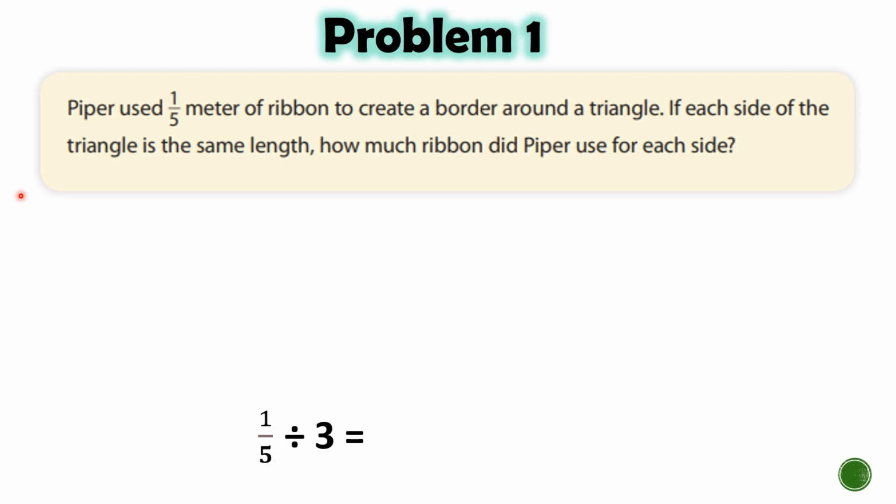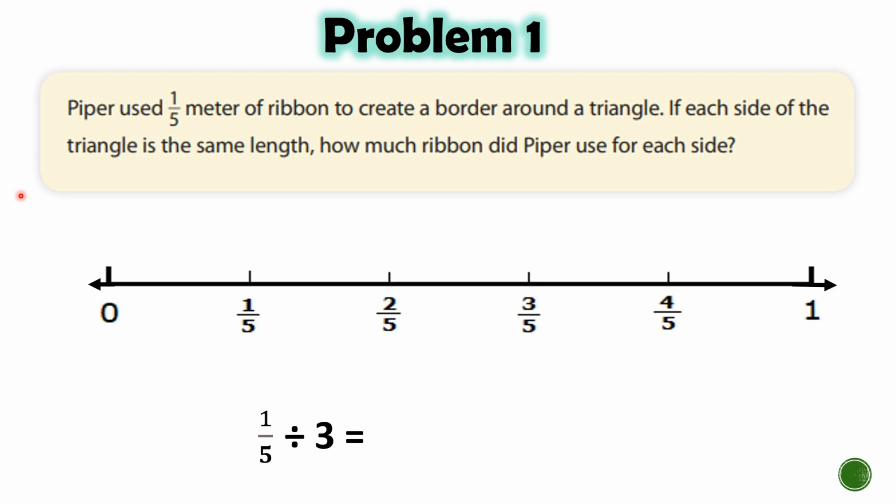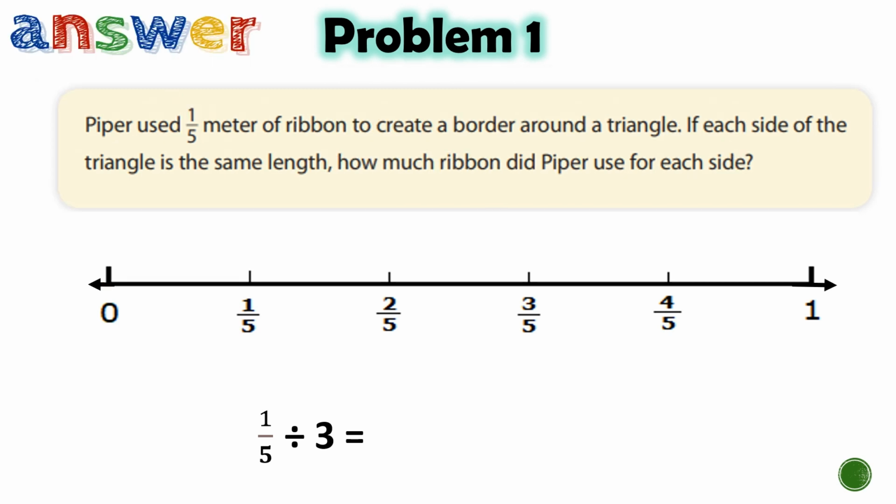Using the length model or the number line, we can go ahead and represent our ribbon. So from 0 all the way to 1 will be 1 meter. But since Piper only used 1/5 meter, we are only going to be focusing on just 1/5, which will be 1 interval here. So there we have it. So now we are going to partition this 1/5 into 3 equal parts since we are dividing 1/5 by 3. So there we have 1, 2, 3.